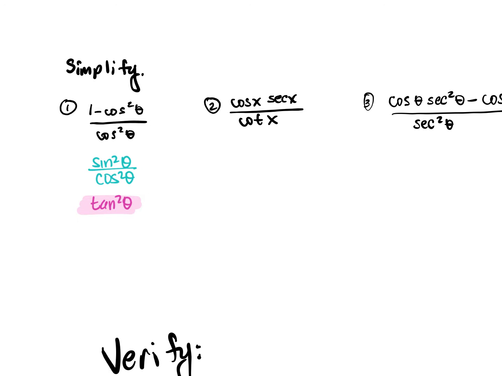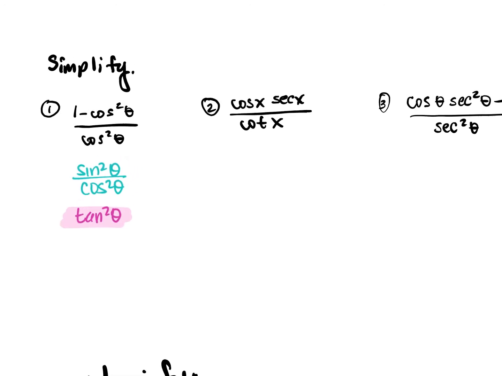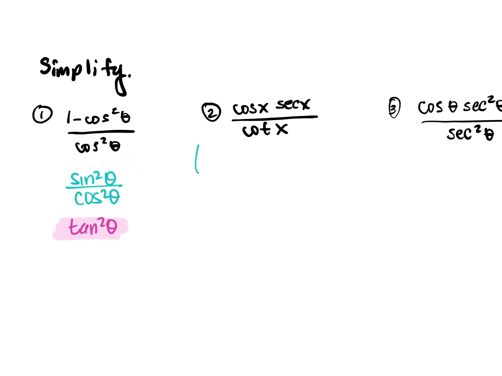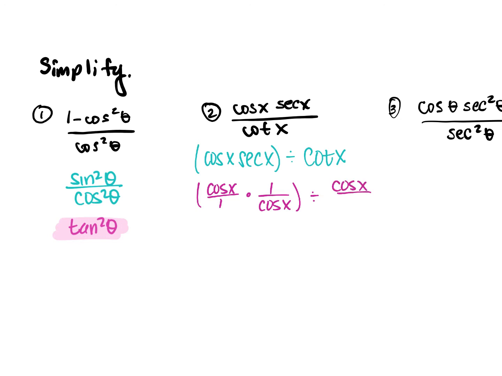For number 2, you have cosine x times secant x all over cotangent x. If you want to write this as a division problem to start with, you can do so. You're just going to have cosine x times secant x divided by cotangent x. So secant is the same thing as what over what? 1 over cosine. So this is also cosine x, or cosine x over 1, times 1 over cosine x divided by cotangent, which is, in terms of sine and cosine, cosine x over sine x.